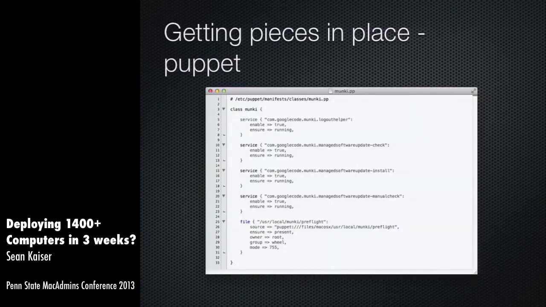So if you've never seen Puppet before, this is how we're managing the Munki services. There's 4 different services that run for Munki. I'm telling it, make sure that it's enabled and running. And then I've got the preflight script where I say make sure that that file is on the machine, and where to pull it from on the Puppet server.